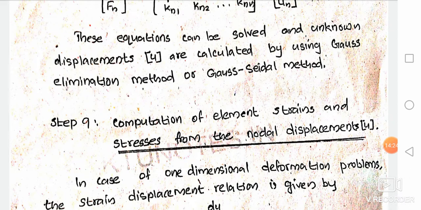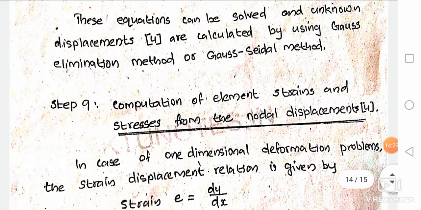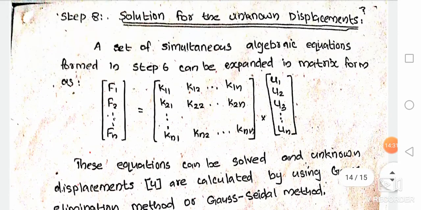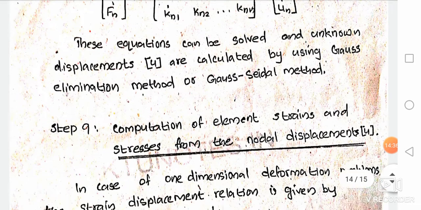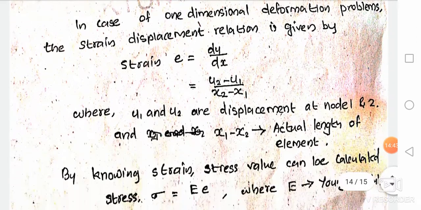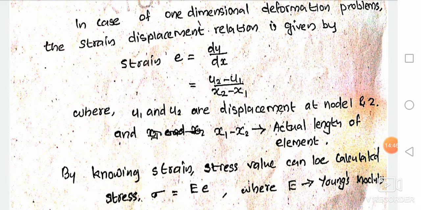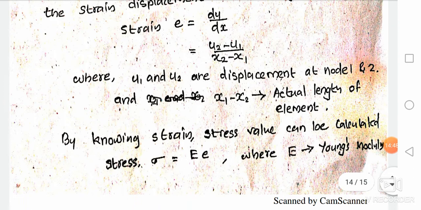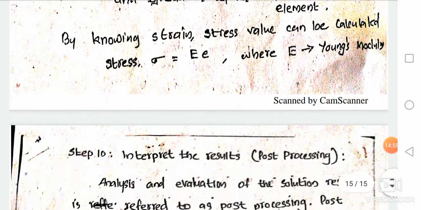Step 9. Computation of element strain and stresses from nodal displacement. From step 8, we get the displacement values. After finding the displacement value, we also find the strain value. Strain is equal to du by dx, that is change in length by original length. Also find out sigma, or stress. Stress is equal to E into epsilon. E is Young's modulus. Epsilon is strain.